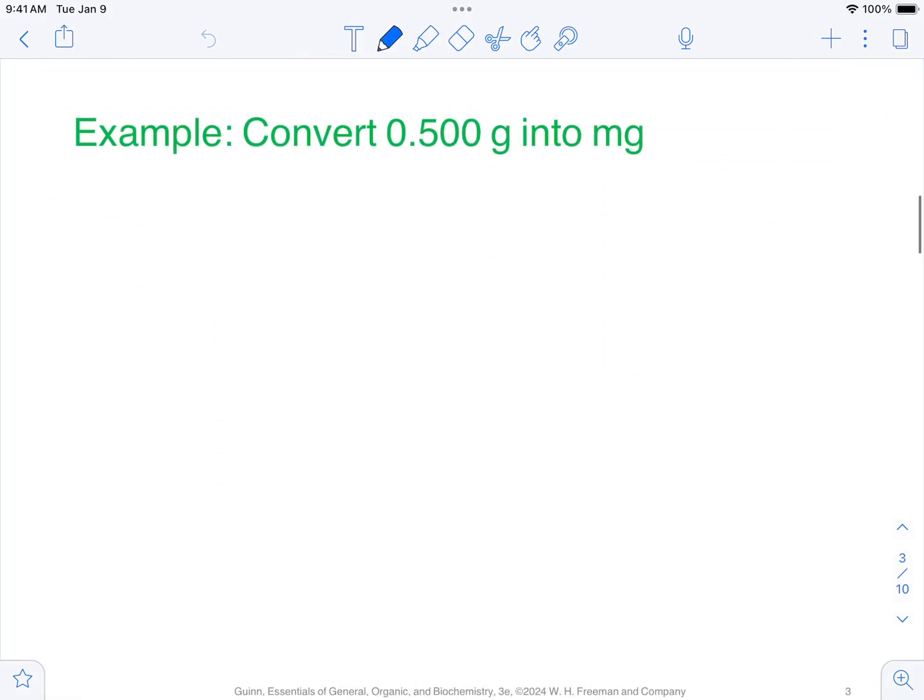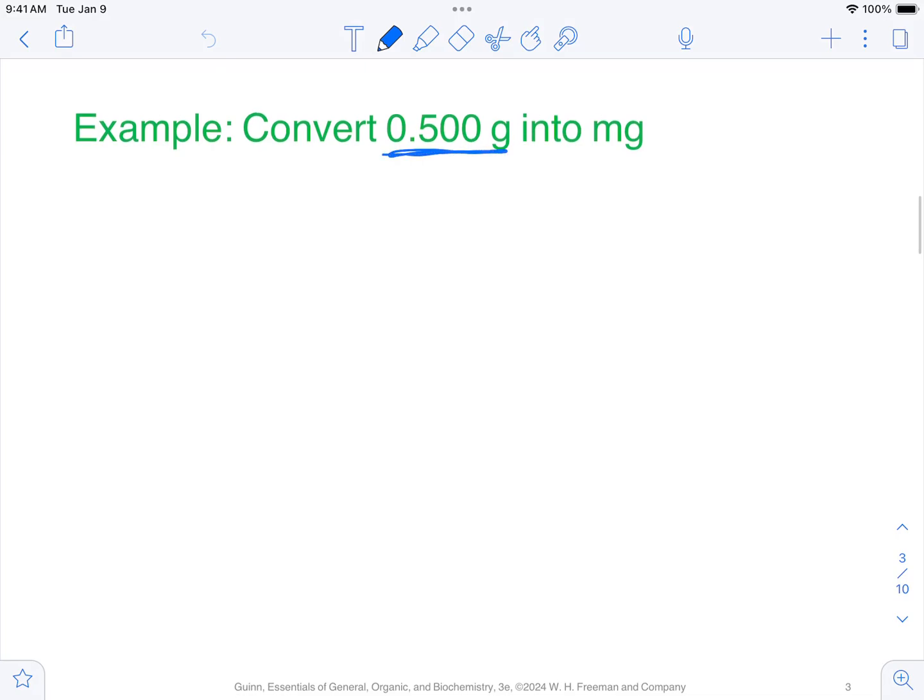So the first example, and we have to use dimensional analysis, says convert 0.5 grams into milligrams. You always want to write down your given thing first. So what are we given here? We are given 0.500 grams. I always put that over the number 1.